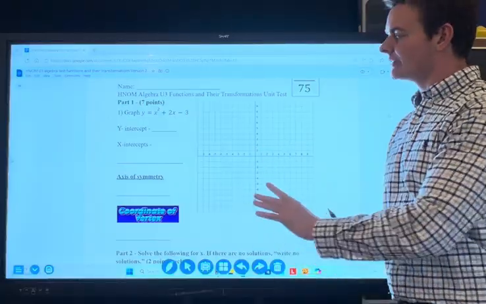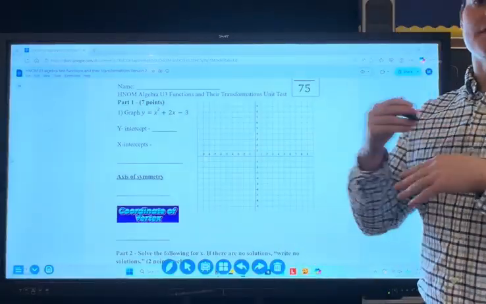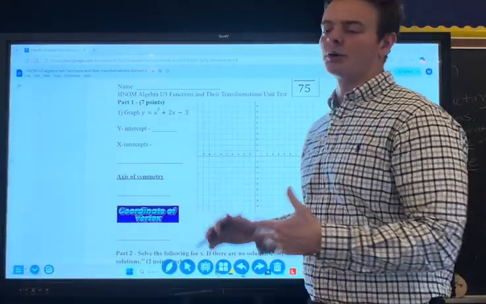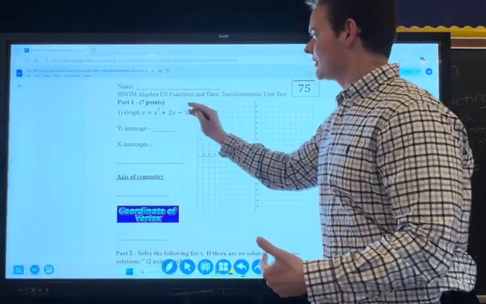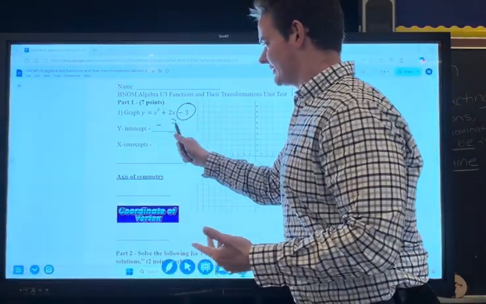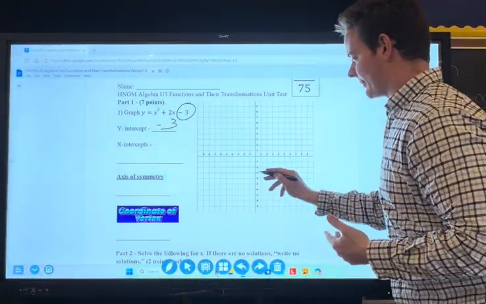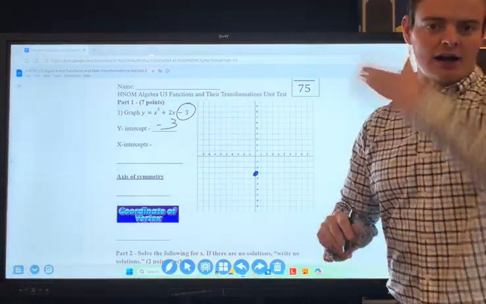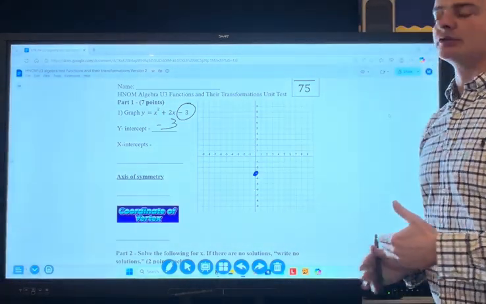To graph quadratics, I'm going to have to find points that I can plot, and the easiest one to start with is the y-intercept. The y-intercept is simply this number at the end, or -3. So I'm going to put a dot at -3 on my y-axis, the one that goes up and down.